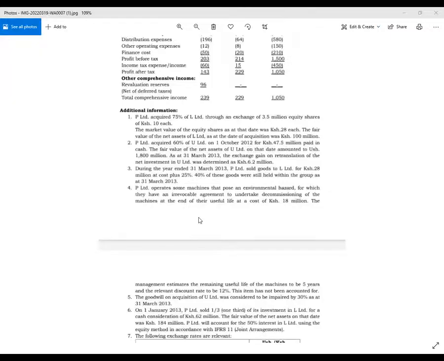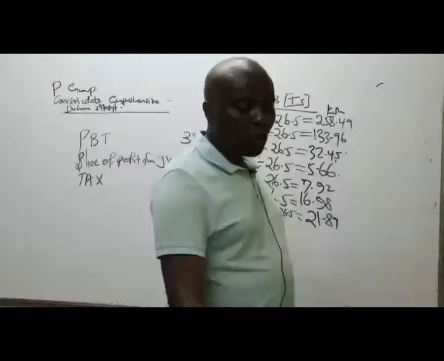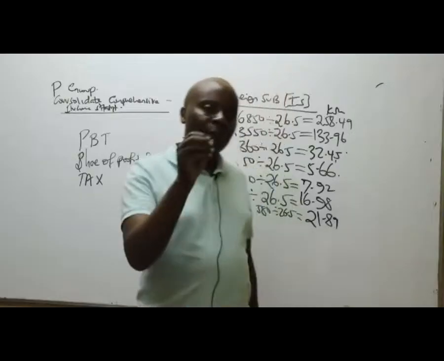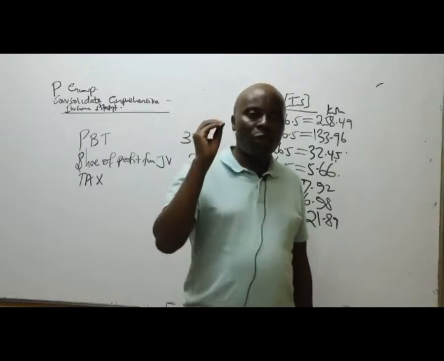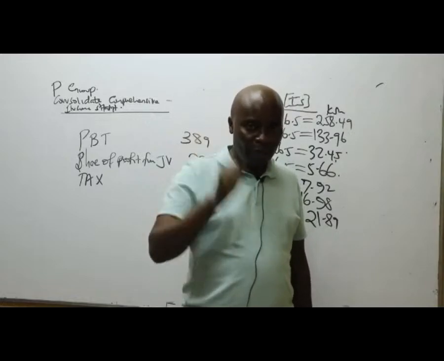P Limited operates some machines that pose an environmental hazard for which they have an irrevocable agreement to undertake decommissioning of the machines at the end of their useful life at a cost of Kenya shillings 18 million. The management estimates the remaining useful life of the machines to be 5 years and the relevant discount rate to be 12%. The item has not been accounted for. Ladies and gentlemen, look at this. We are being told that we have some decommissioning expense of 18 million, which is going to be incurred at the end of year 5.